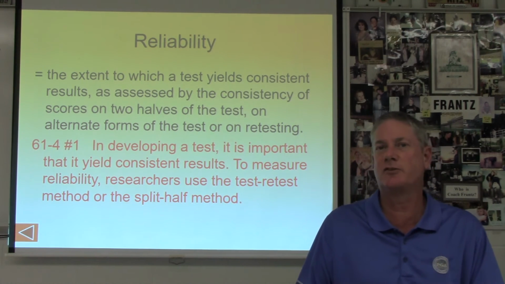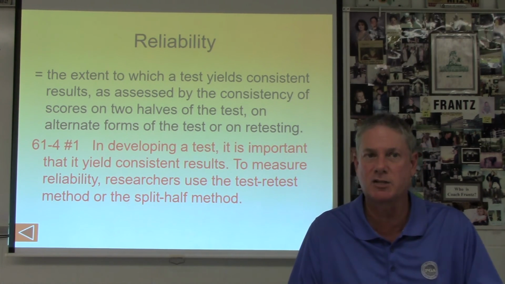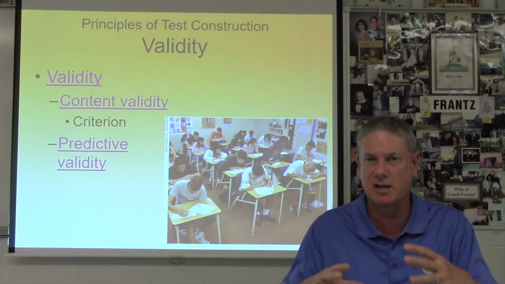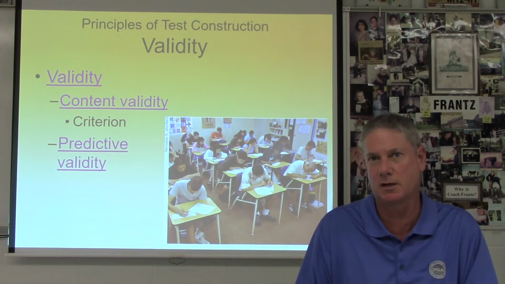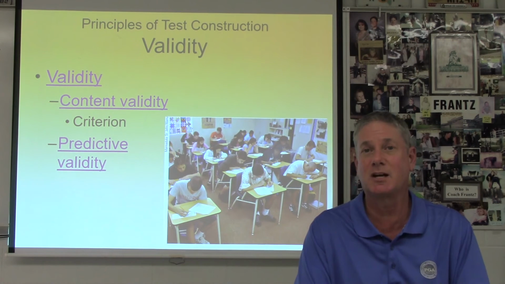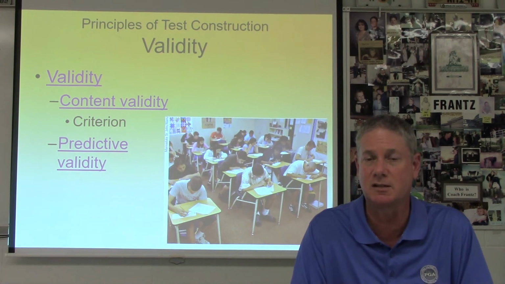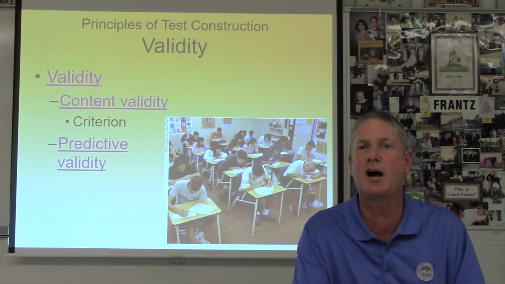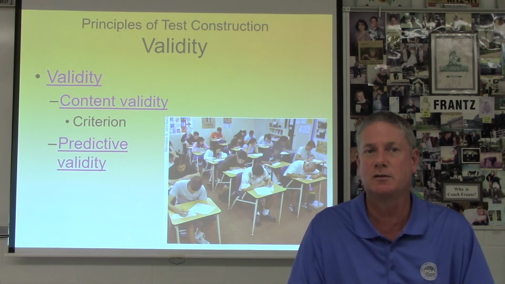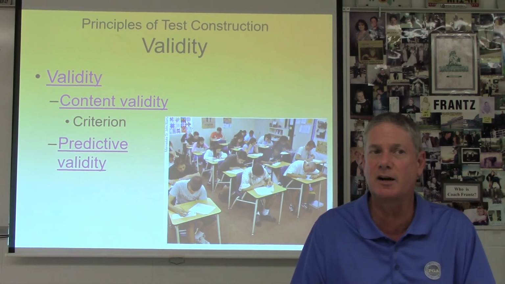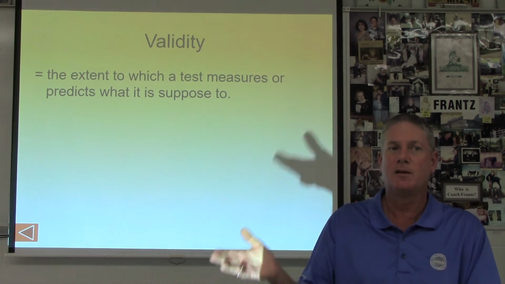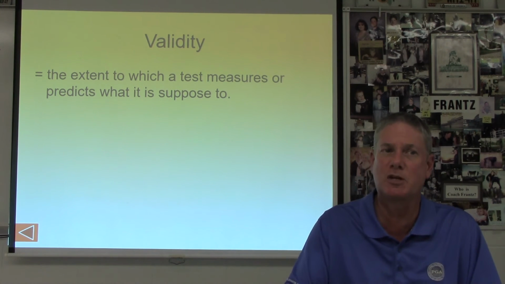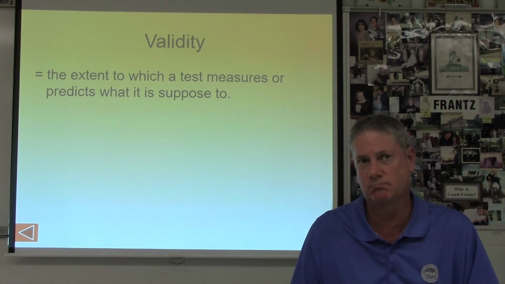Predictive validity is the other type of validity, where we are able to predict: does this test actually predict what it's supposed to predict? And of course, that's the big knock against the SAT and the ACT. Do these tests really predict how well you will succeed in college? We'll talk about that in a minute. Let's go back and get our definitions. Validity: the extent to which a test measures or predicts what it's supposed to.